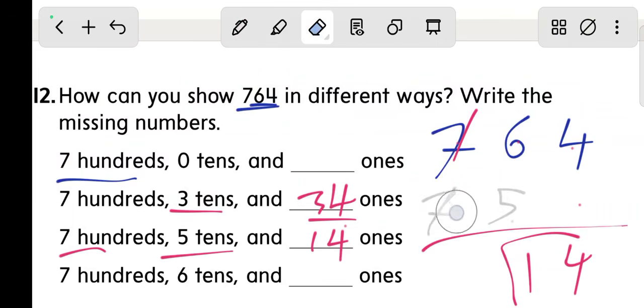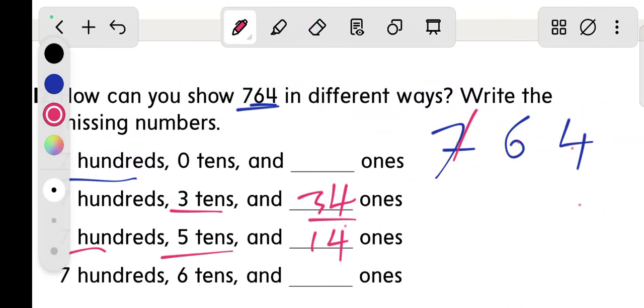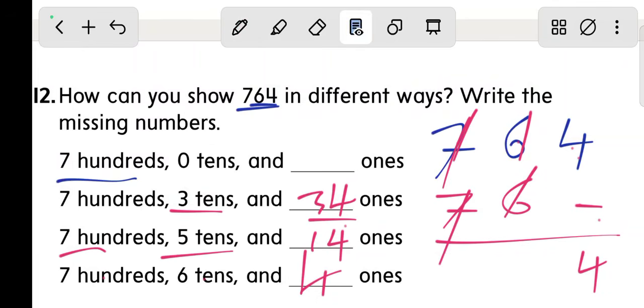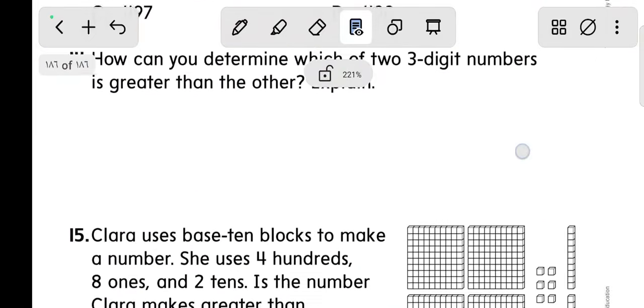Last one. 700, 6 tens and nothing, 4 ones. 4 minus nothing is 4. 6 minus 4... 0. 7 minus 7 is 0. So the answer is 4. Listen to it again if it's hard.